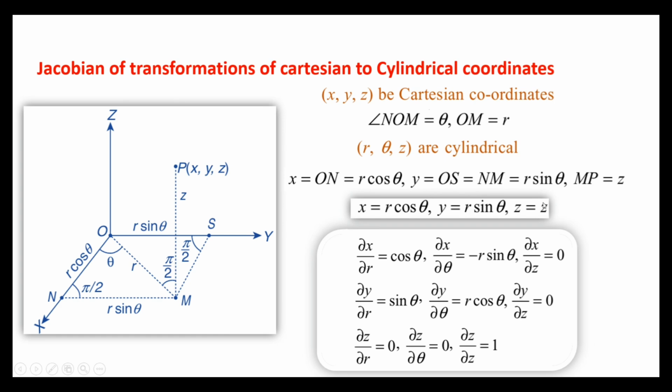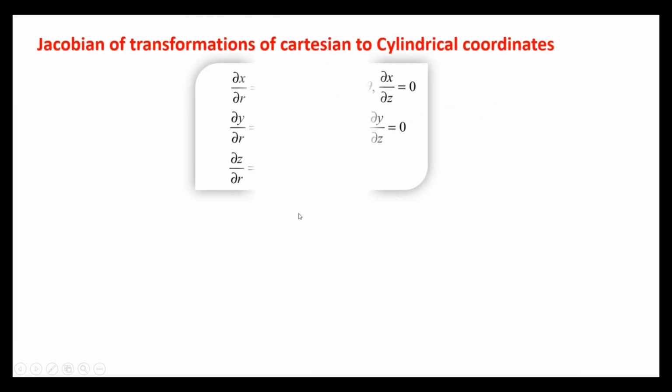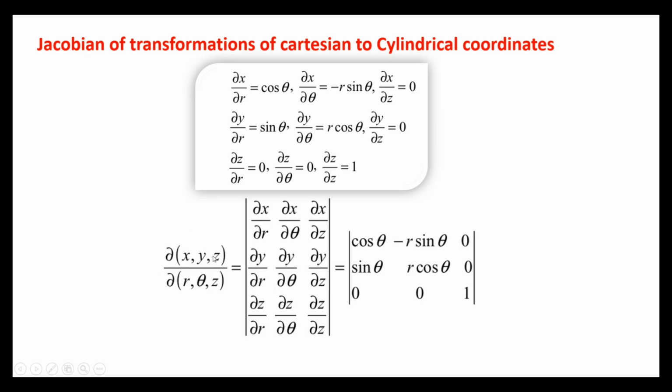∂z/∂z is equal to 1 while r and theta are constants. So these are 9 partial derivatives. The Jacobian of transformation is ∂(x,y,z)/∂(r,theta,z).